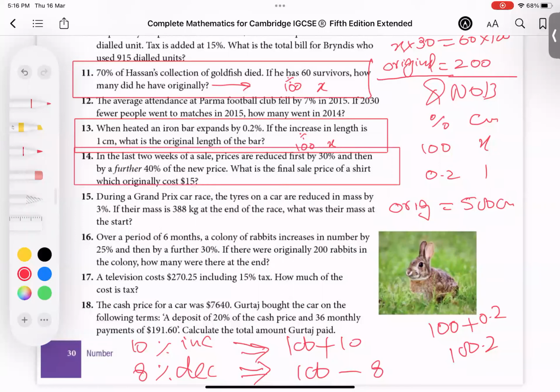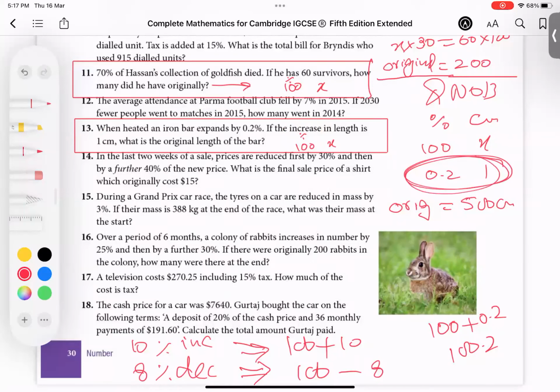Sir, can you repeat? I didn't understand. I repeat again, dear. Let me repeat the concept again. He said, read the statement, please. He's saying that the iron bar expanded by 0.2%. You can ask one question, sir, why do you not add like that? Okay, the increase is how much? 1 centimeter. He did not say that after the increase, maybe it becomes 501 centimeters. No, he said the increase is how much? 1 centimeter. And this is equal to how much percentage increase? 0.2. So 0.2 and 1, I kept each equal to each other. I hope you got some idea.